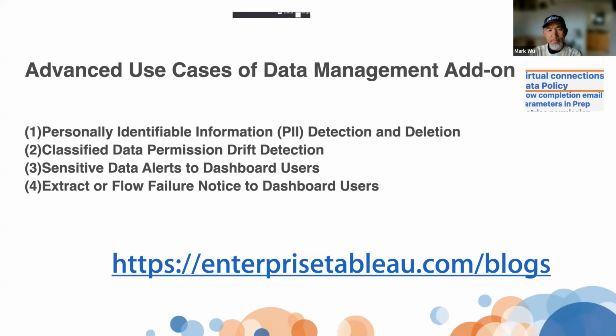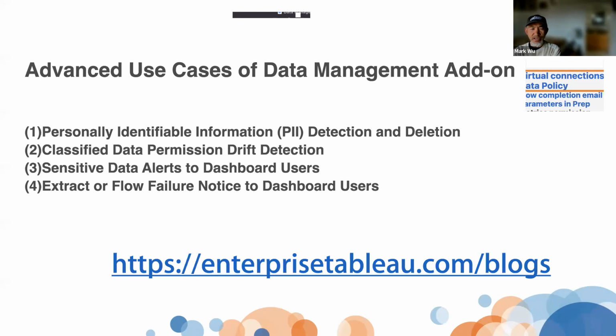One is to detect PII data on the server, and even if you want to delete the PII data automatically, it can be done. The second use case, I'll dive into each of those: if you have classified data, how do you make sure the permissions don't get out of hand? You can also detect that.